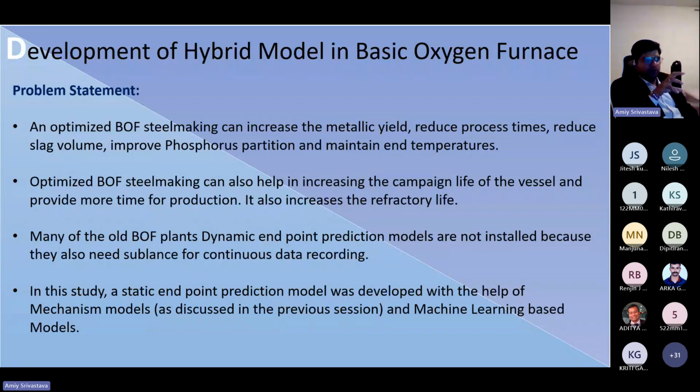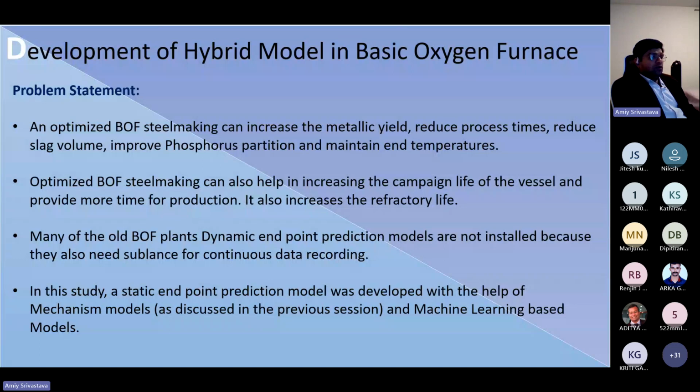Third thing is that many of the old BOF plants do not have dynamic endpoint operation models installed. When we are buying new BOF plants these days, suppliers are providing dynamic endpoint prediction models, and for that they provide the respective equipment as well. For example, they give us a sublance, which can give us dynamic data per heat. But in the old plants, which were installed 40 or 50 years back, those facilities were not there because they were not invented.